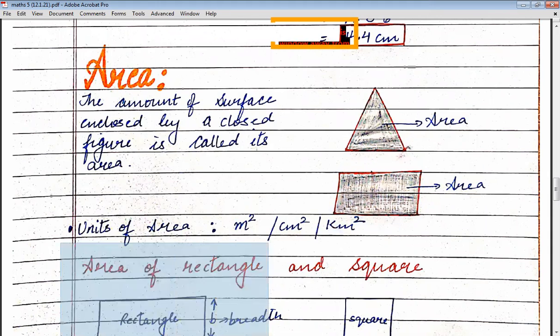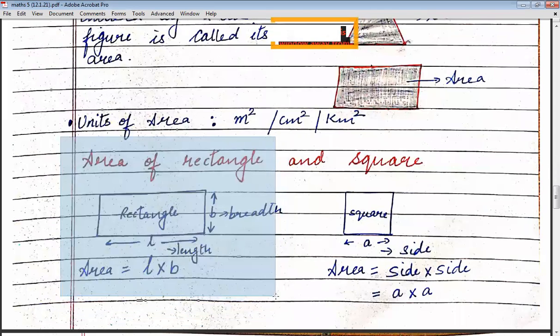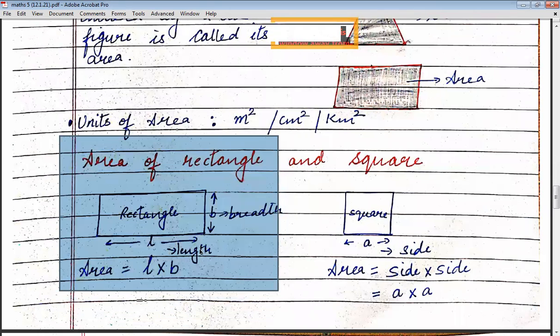Now let's discuss the formula of area of rectangle and square. Now children, it's very easy. Now we have discussed that this is the length of the rectangle and that one is your breadth. Okay, so now if you just multiply L into B, means if you multiply length with breadth, you will get the area. So the area of a rectangle is equal to length into breadth.